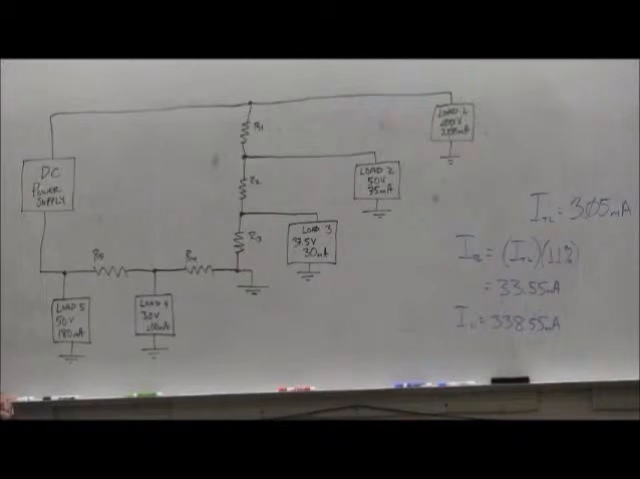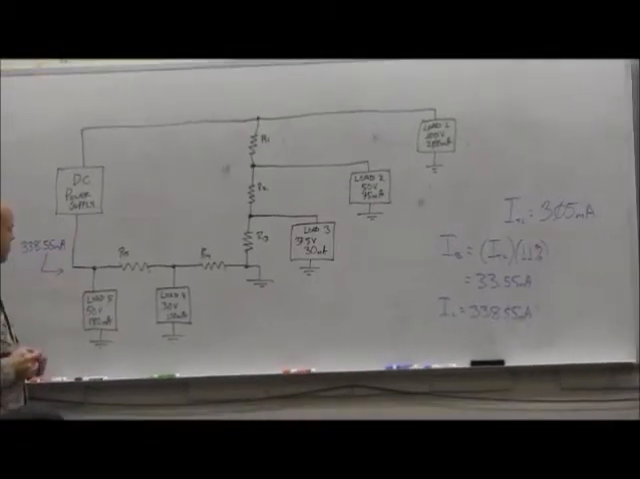Okay. What do we know about that total load current? Where does it come from? Where does it go? It goes back to the source. And if it goes back to the source, then where must it come from? The source. So we would have 338.55 milliamps of current going that way, yes?